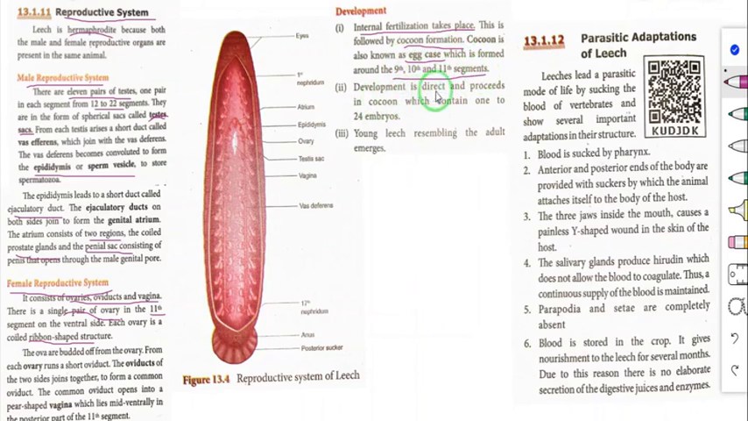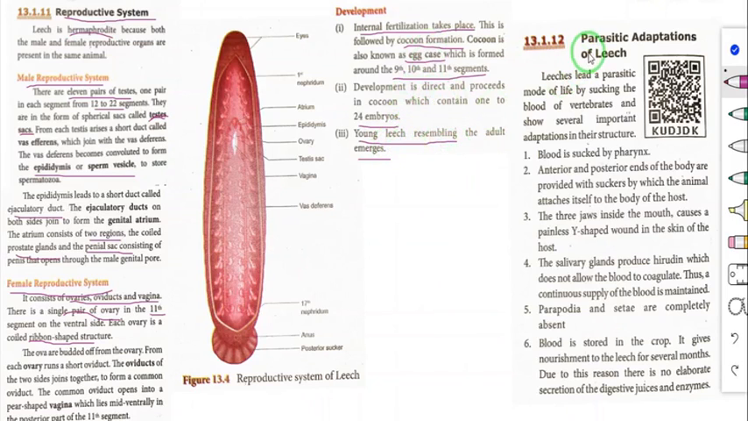Development is direct and proceeds in the cocoon, which contains 1 to 24 embryos. Sometimes 15 or 20, like that. Anyway, inside the cocoon 1 to 24 embryos are present. The young leech resembling the adult emerges. So this is development: internal fertilization, then cocoon formation, then 1 to 24 embryos are present, and the last, the young leech resembling the adult emerges.